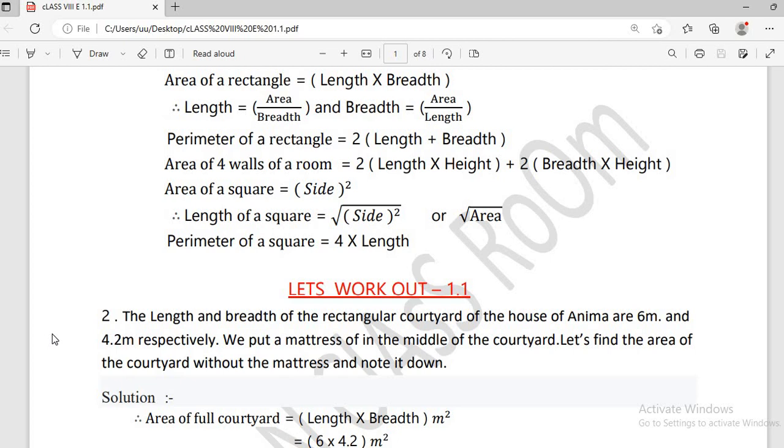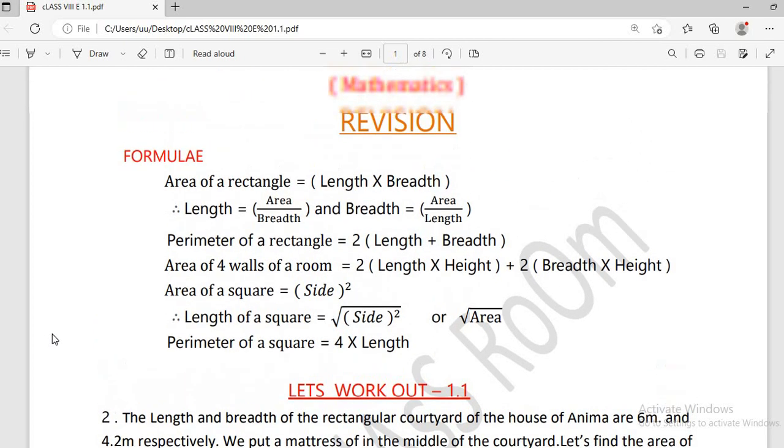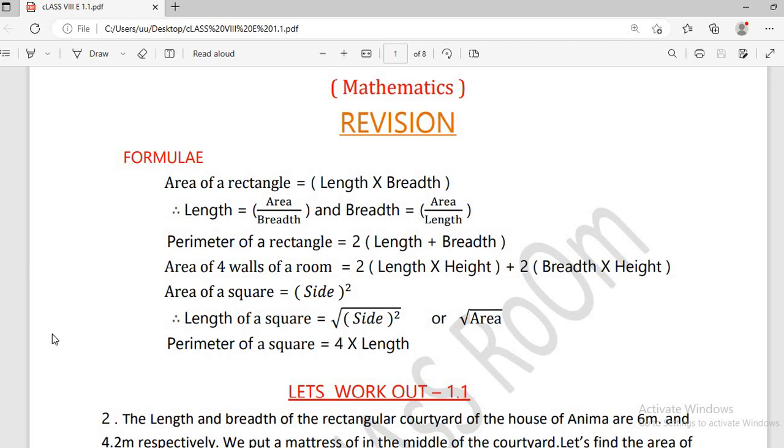Let's work out 1.1. The formula: area of a rectangle is equal to length into breadth. So length is equal to area by breadth, and breadth is equal to area by length. Perimeter of a rectangle is 2 into length plus breadth. Area of the four walls of a room is 2 into length into height plus 2 into breadth into height.